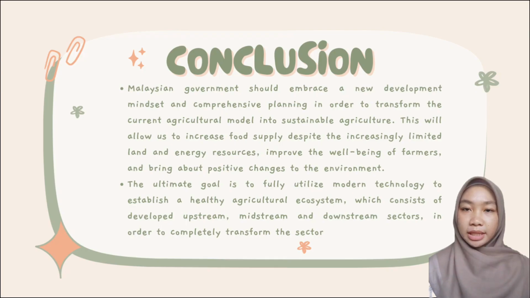So as a conclusion, the Malaysian government should embrace a new development mindset and comprehensive planning in order to transform the current agricultural model into sustainable agriculture. This will allow us to increase food supply despite the increasingly limited land and energy resources, improve the well-being of farmers, and bring about positive changes to the environment. The ultimate goal is to fully utilize modern technology to establish a healthy agricultural ecosystem, which consists of developed upstream, midstream, and downstream sectors, in order to completely transform the sectors.